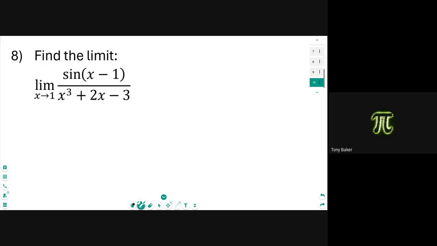So we need to do what to it? You do L'Hopital's rule, which means find the derivative of the top and the bottom. Do not do the quotient rule. I've seen that happen too many times. So the top. Technically, this is the chain rule, except the derivative of x minus 1 is just 1. So the chain rule doesn't really end up changing anything in this case.